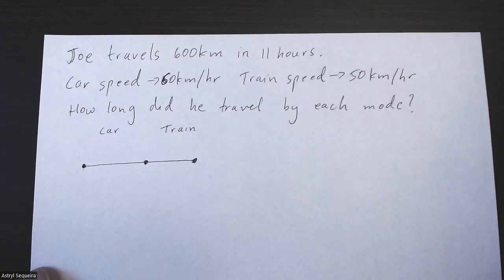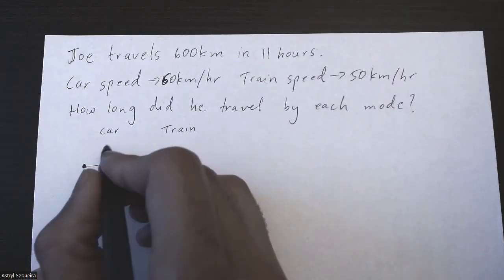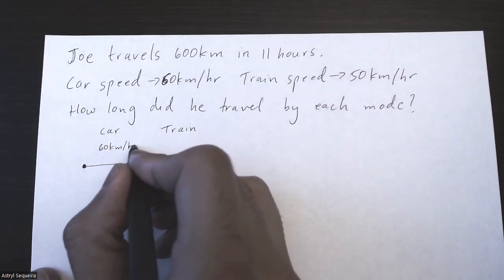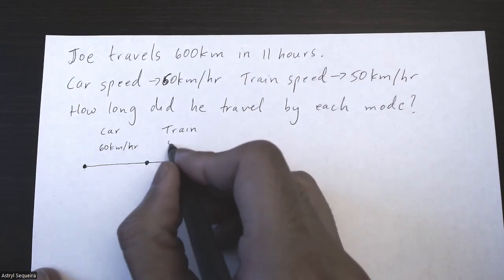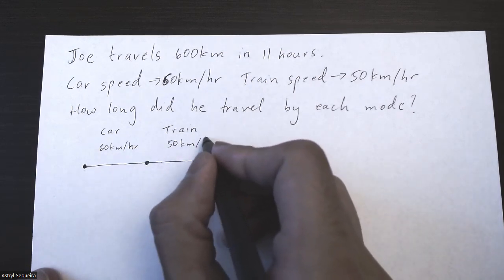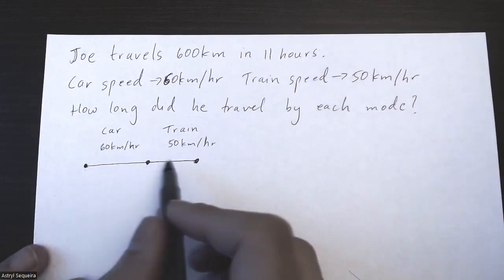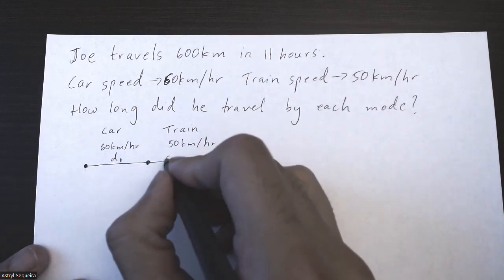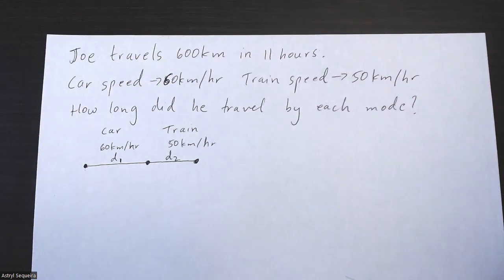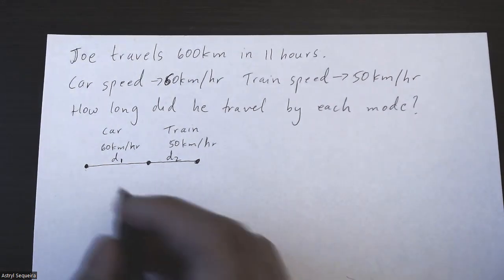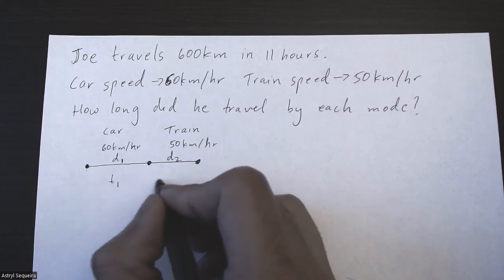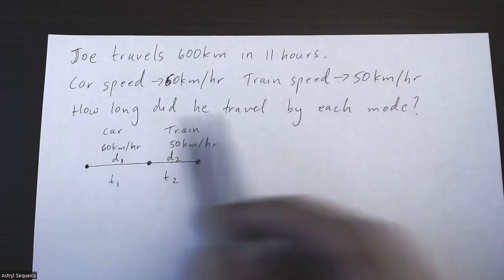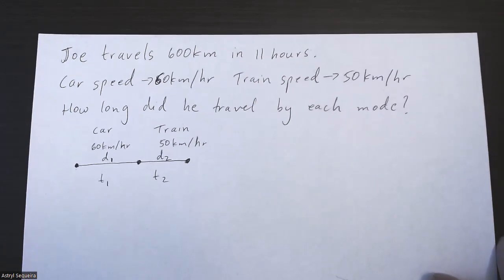It doesn't really matter. You know that his car speed is 60 kilometers per hour and his train speed is 50 kilometers per hour. We don't know the distance traveled by car, so we're just going to call it D1 for the first distance, and we'll call the train distance D2. And we don't know how much time each trip has taken either, so we'll just call it T1 and T2 for the time taken by the car, the time taken by the train. That's actually what we need to find in this question.